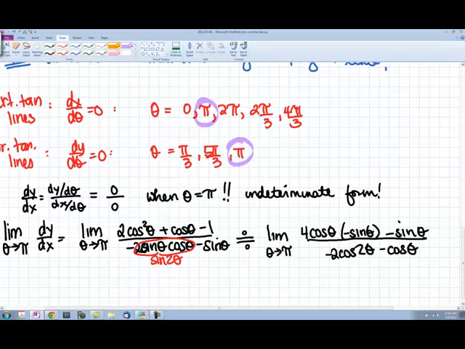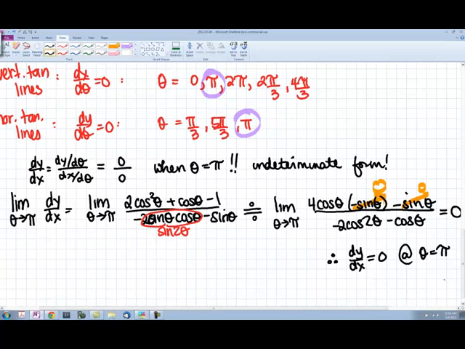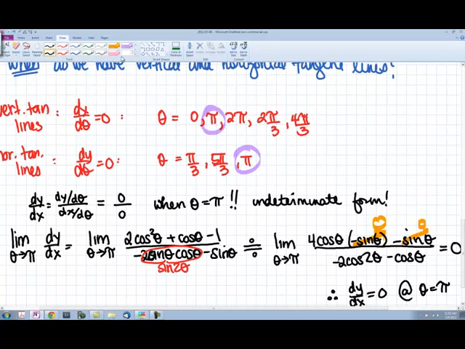So now when θ approaches π, the sine values are 0. The cosine values are not. So I know that this limit equals 0. So what does this mean? This tells us that dy/dx equals 0 at θ equals π. So we get to go back up, and our slope is 0. So that means we're going to have a horizontal tangent line and not a vertical tangent line.